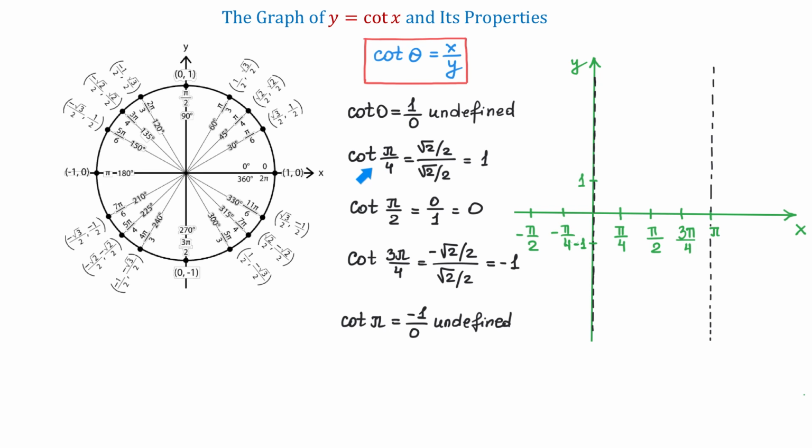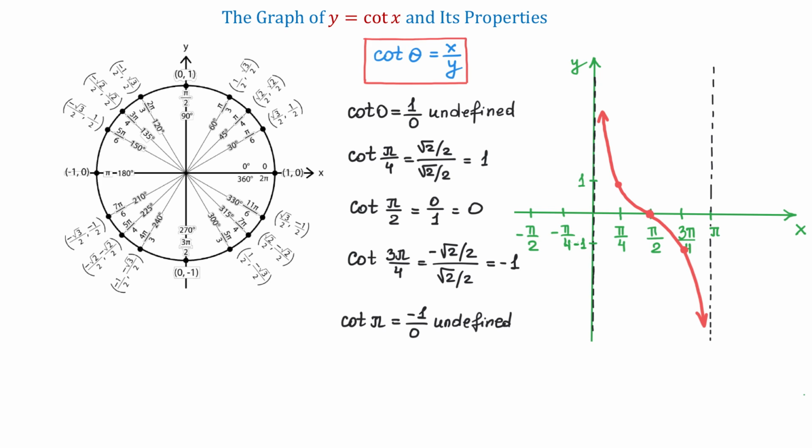At pi over 4, the value of the cotangent is 1, so on the graph we will have a point with the coordinates pi over 4 and 1. At pi over 2, the value of the cotangent is 0. And at 3 pi over 4, the value of the cotangent is negative 1. So here we have the 3 points, and now we will connect them to get the graph. Notice that as we get closer to 0, the function will approach positive infinity, but when we get closer to pi, the function approaches negative infinity. So let's connect the points, and we will have the graph of the function over one period on the interval from 0 to pi.